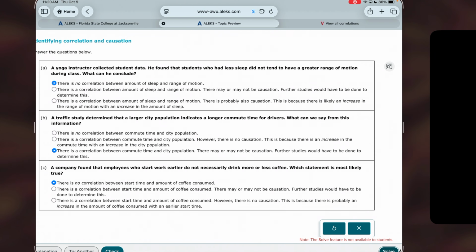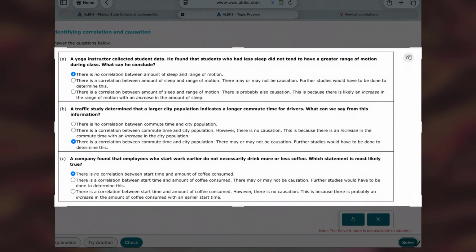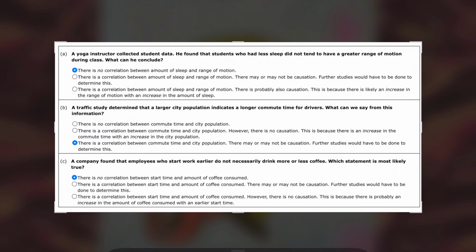So if there is no correlation there, it says they did not have a greater range of motion, this one would be "did not tend to have a greater range of motion." So there is no correlation here, okay?